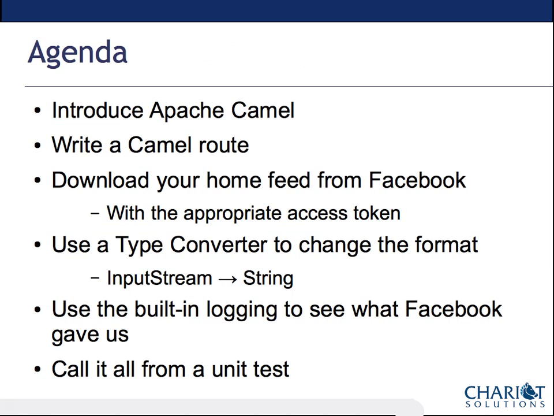We set up a Camel route. When we set up the project correctly, we were able to write a unit test for that route. It communicated with Facebook. It downloaded the data we were looking for, and all this with hardly a line of Java code. All we wrote is the actual unit test for it.